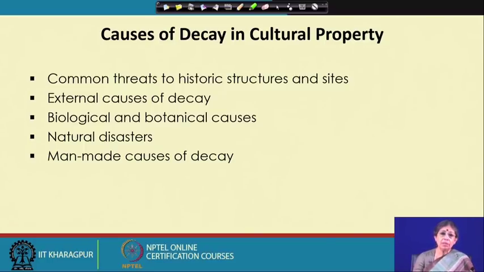And there may be man-made causes of decay, like tourism. It's a very common sight that at old monuments, a lot of people start writing their names, which is a punishable offense, but it's not only unethical, one must also understand why people do that and how we can prevent them. So probably awareness and other aspects are there. It can be terrorism also, which can cause decay.